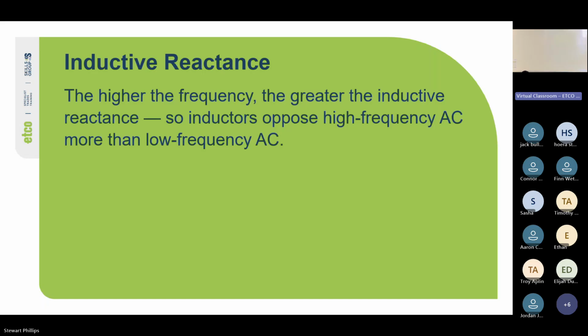Cool. So if we increase the frequency, we get a greater inductive reactance. Inductors oppose high frequency AC more than low frequency. So they're opposed to the rate of change. Like we talked about, the more we change, the louder they get.